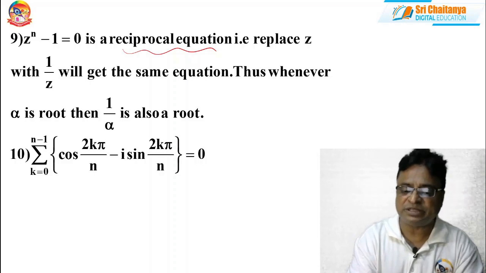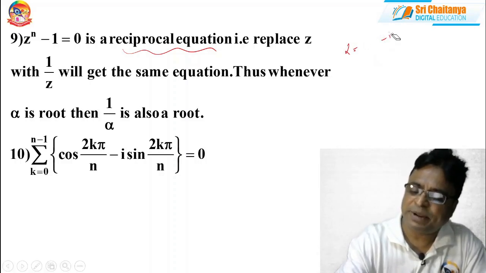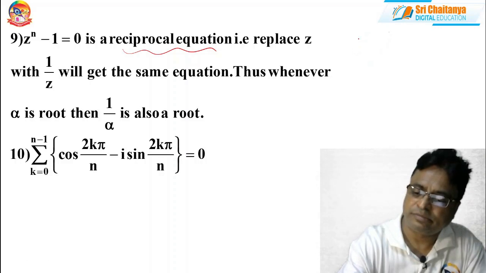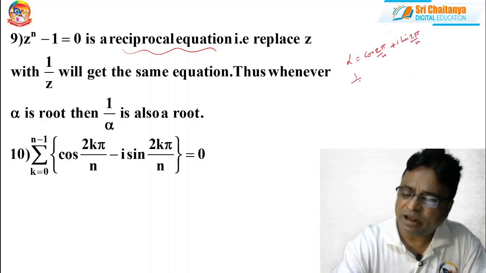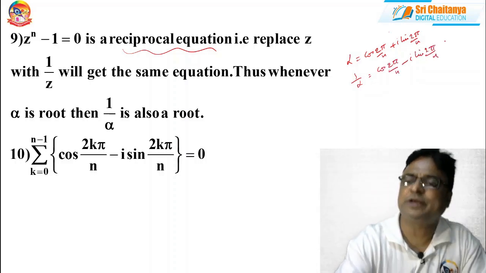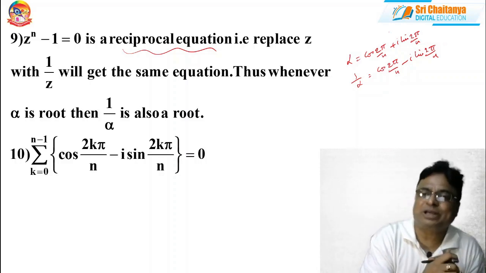Why am I very specific on this particular one? Because if alpha is equal to cos 2 pi by n plus I sin 2 pi by n is a root, then 1 by alpha, that is cos 2 pi by n minus I sin 2 pi by n, is also a root. That is the beauty of the reciprocal equation.